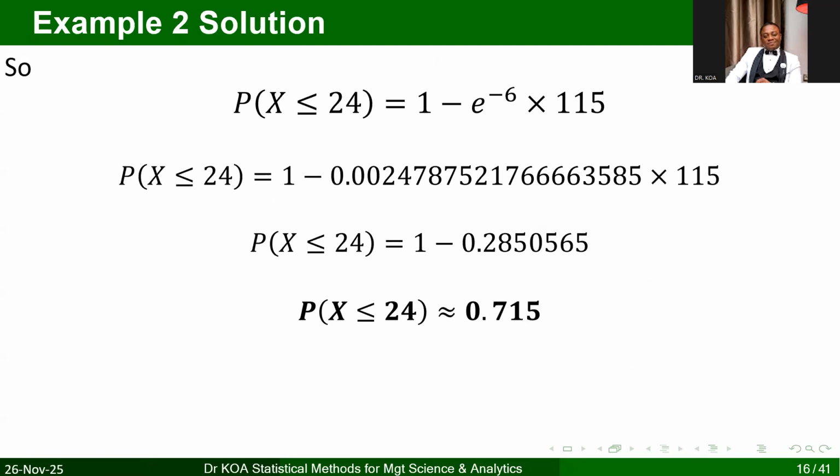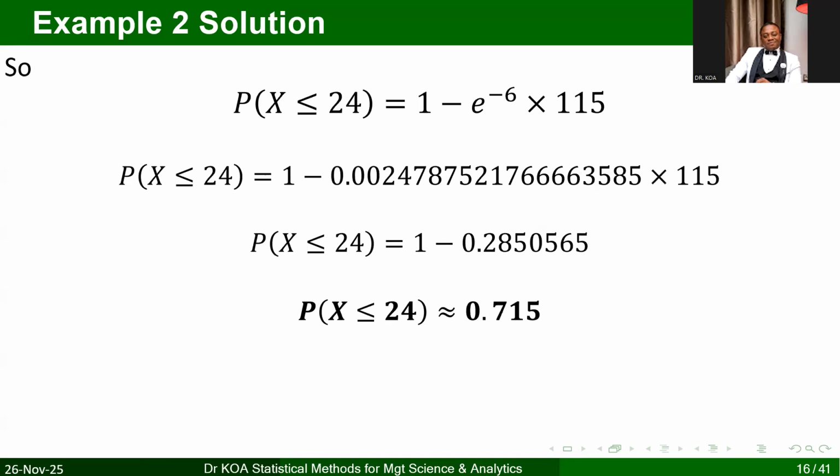So the chances, what's the question? The chances that the student at the terminal is going to be at most 24 is quite huge. It's 71.5%. That becomes the probability that you have calculated.